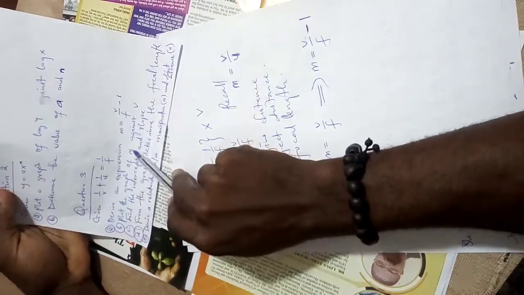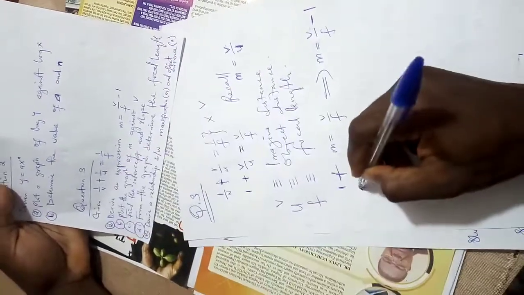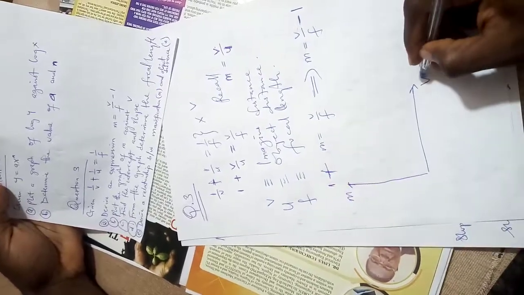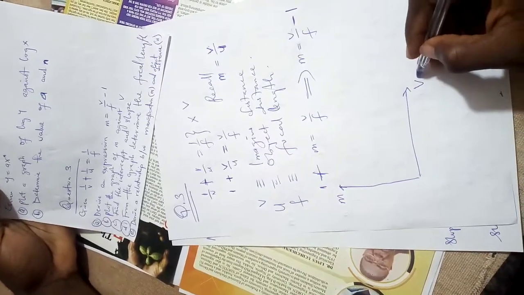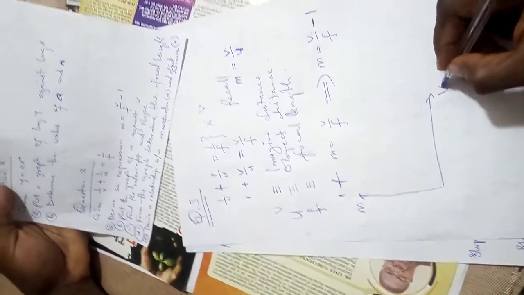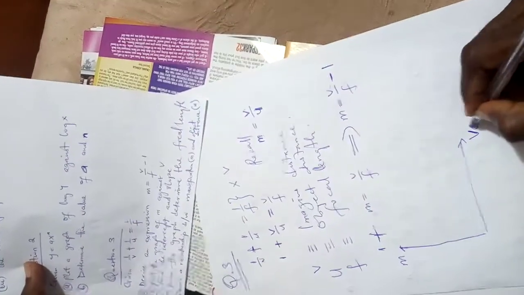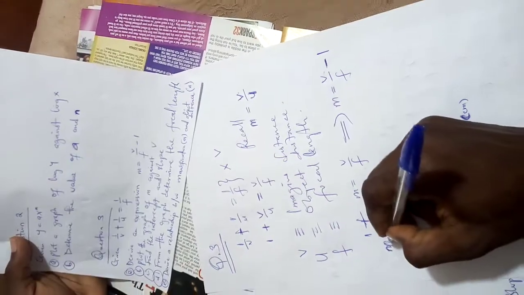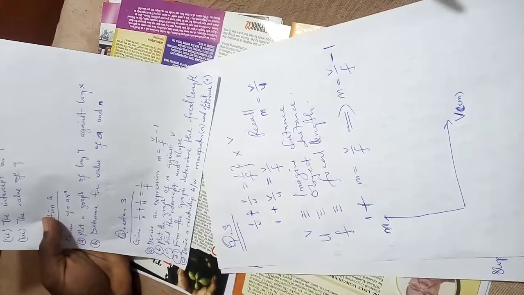Now we plot a graph of m against v. We plot a graph of m against v. Of course, you consider their units like we have always said. The unit here is in cm.